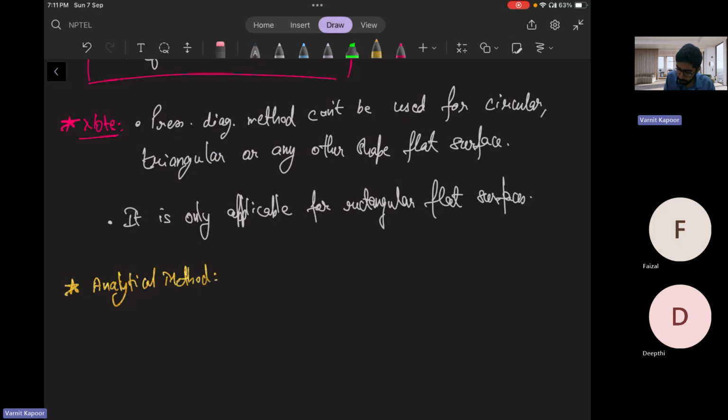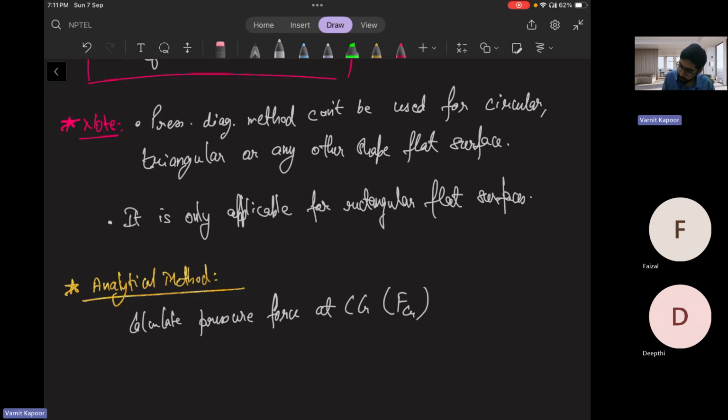One analytical method can be: calculate pressure at Cg, the pressure force at Cg, that is Fg, and multiply with the body's area.